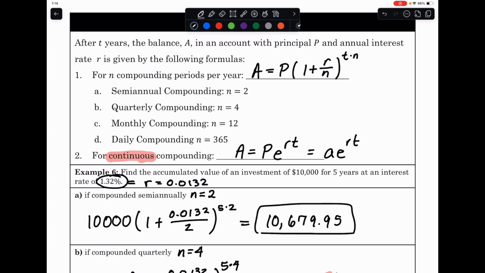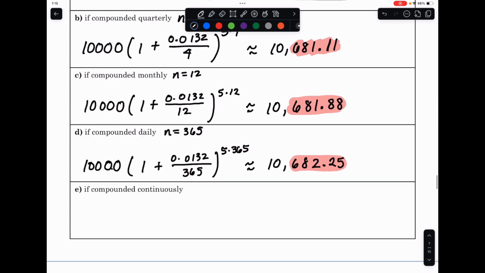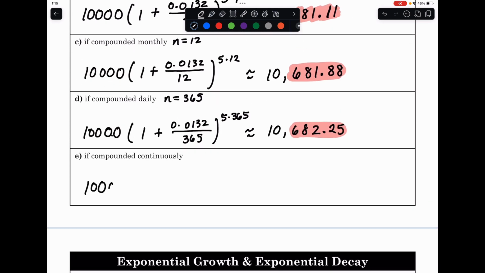So if I have this $10,000 that is going to be compounded at a rate of 13.2% continuously, again, there's the word continuously. That means instead of this 1 plus r, I'm just going to use the letter e and raise that to my 0.0132 interest rate, my 1.32% interest rate, for 5 years.